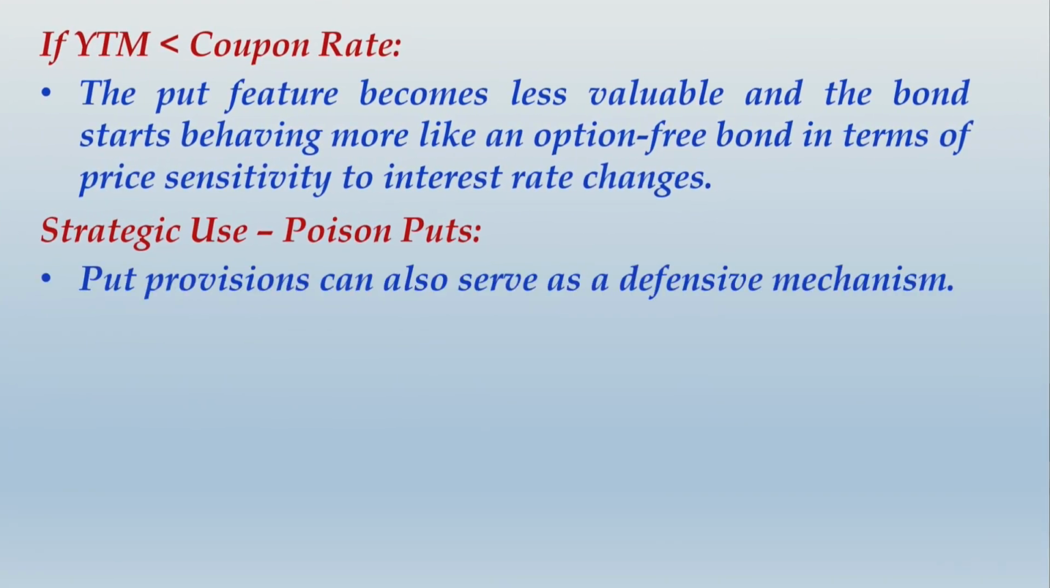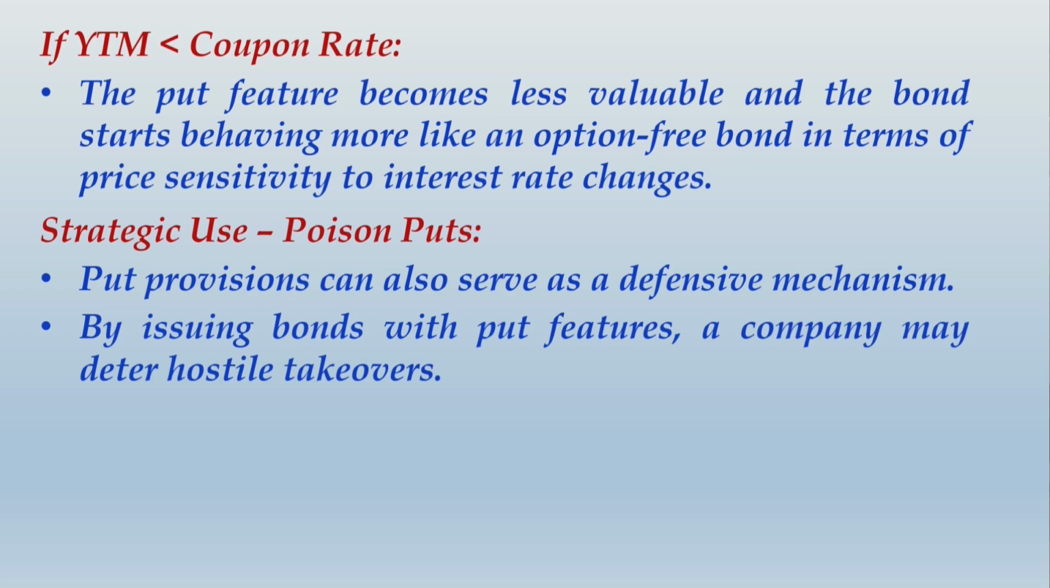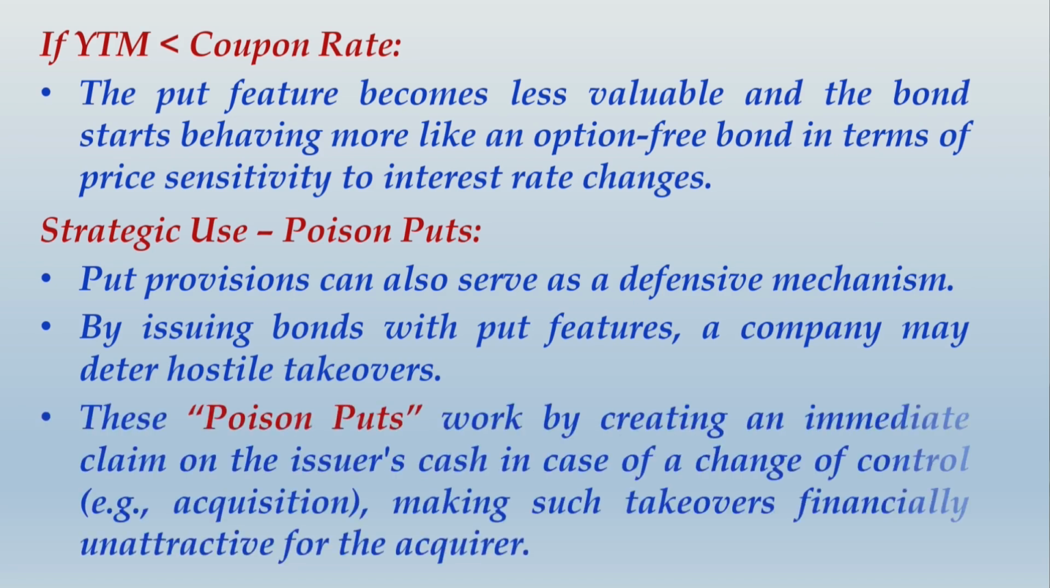Put provisions can also serve as a defensive mechanism. By issuing bonds with put features, a company may deter hostile takeovers. These poison puts work by creating an immediate claim on the issuer's cash in case of change of control, for example acquisition, making such takeovers financially unattractive for the acquirer.